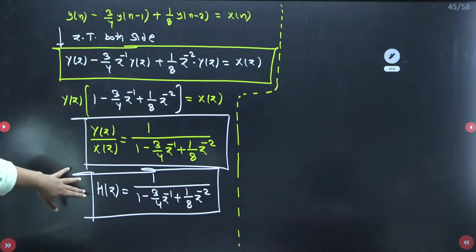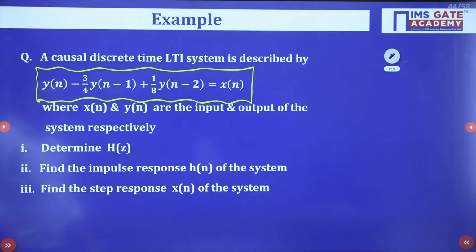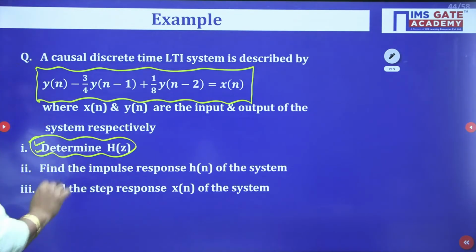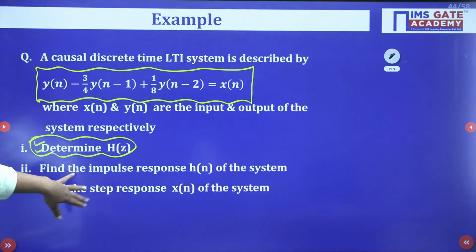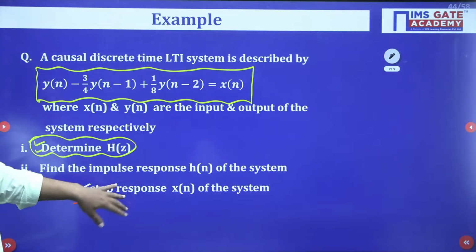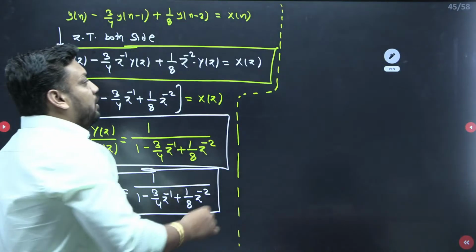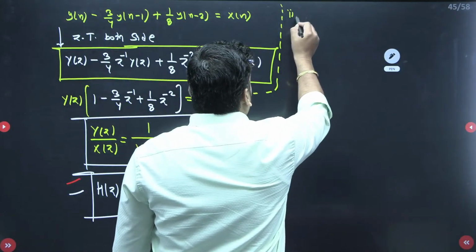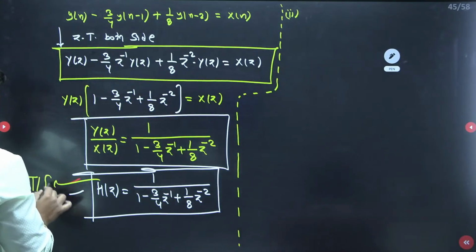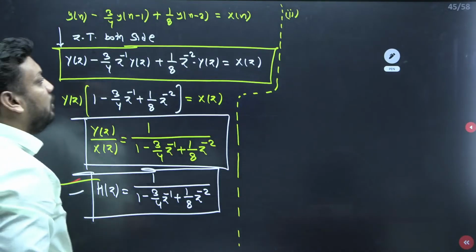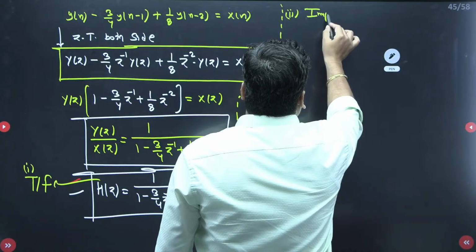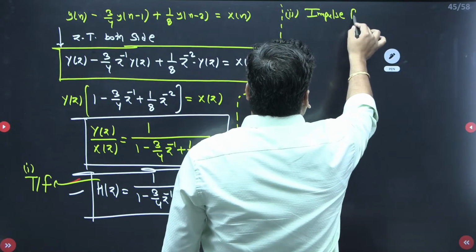Yes. Now, examiner, the first question is the transfer function that we have calculated. Determine Hz, a conventional question again. Hz we have already calculated. Now find the impulse response h(n). The first question is already completed; this is your transfer function. So the first question is over, guys. Now the second question is the impulse response.